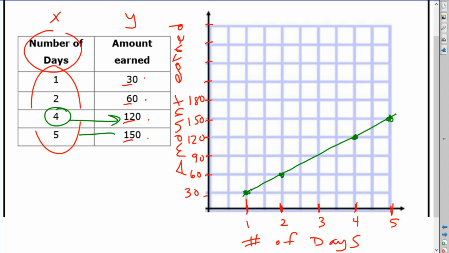Okay? I can extend this line down if I'd like to the origin, but I'm not going to extend it below the origin because that doesn't make sense. You can't have less than 0 days and you can't have less than $0. I bet you could earn more, so I'm going to put an arrow here like that. And that is how you complete homework number 5.